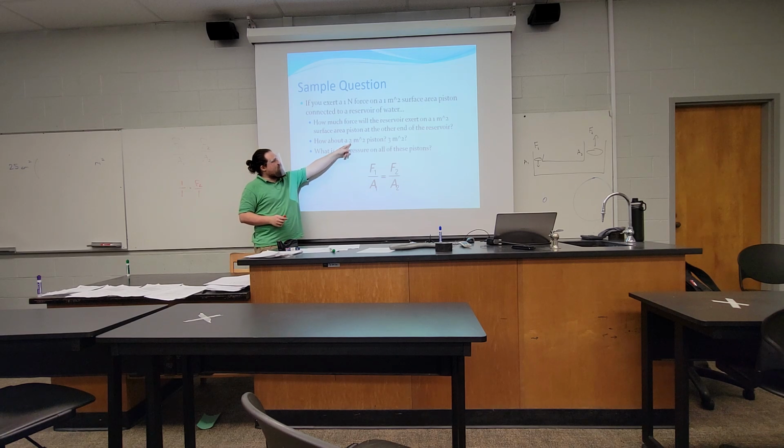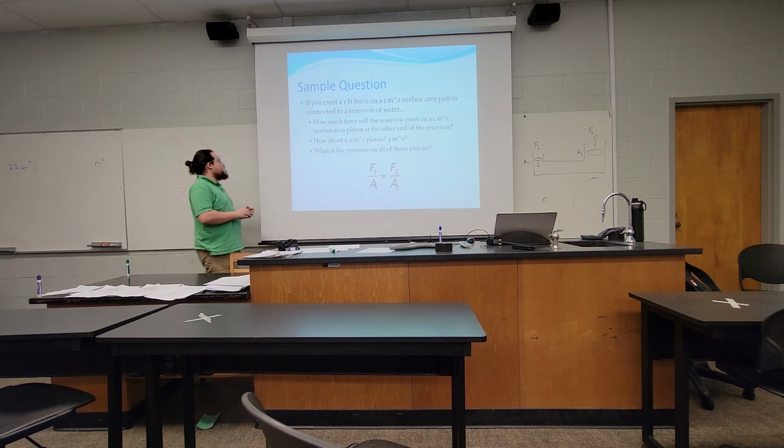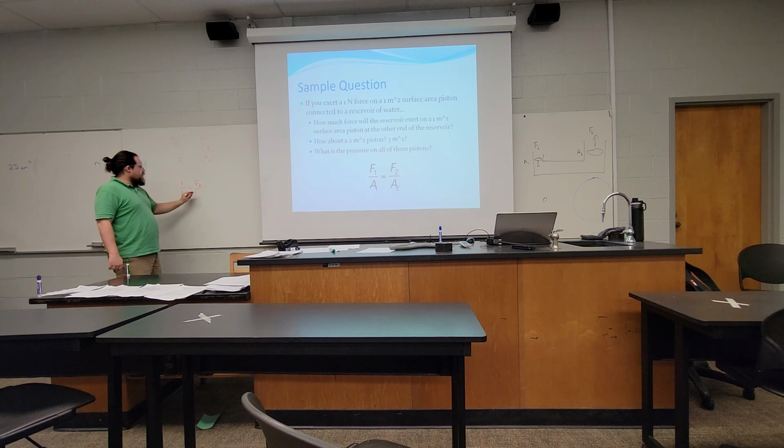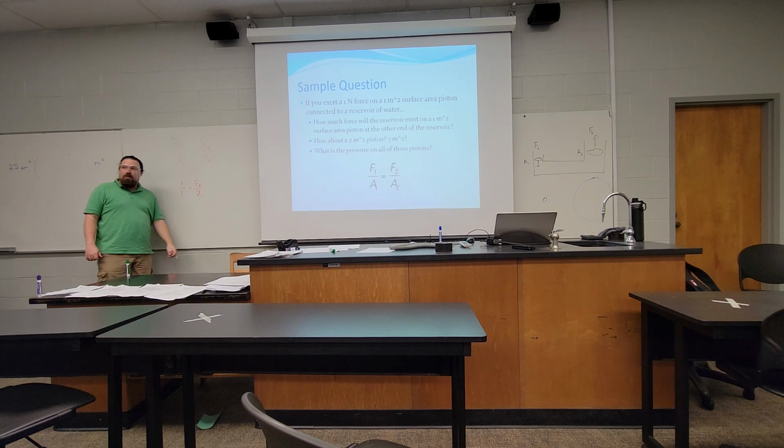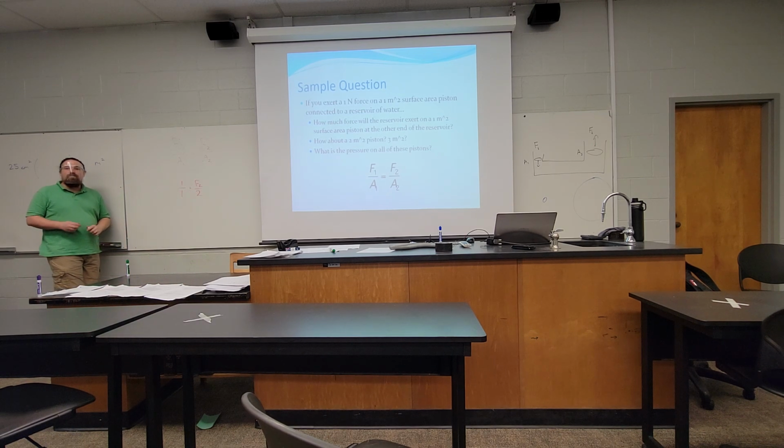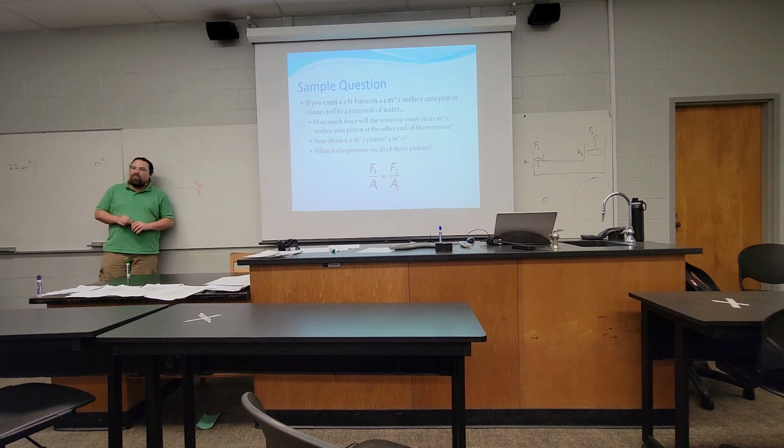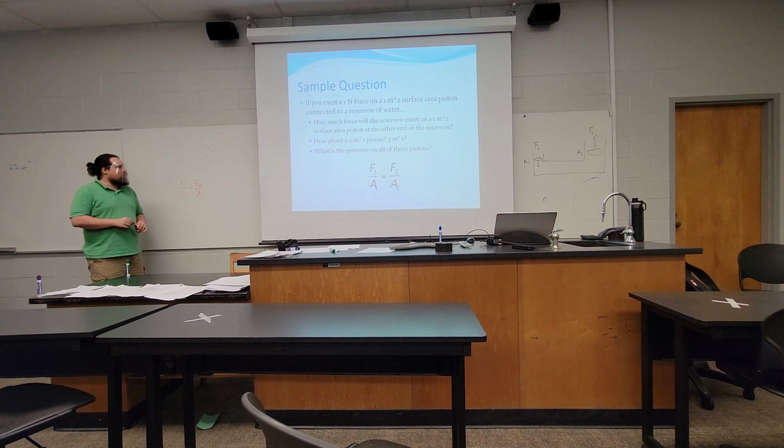What happens if the second piston, instead of being 1 meter squared, is 2 meters squared? 2 Newtons. You'll get 2 newtons out the other side. So you've actually increased the force from one side to the other. What about 3 meters squared?